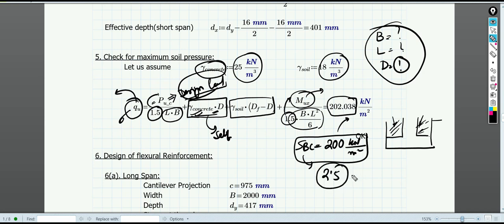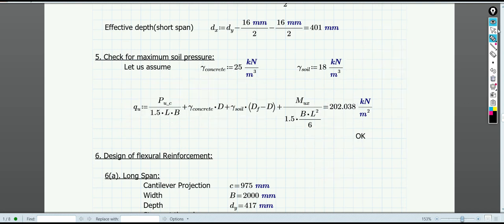for our design. Though only 2 kilonewton per meter square of load is exceeding, and we already have a factor of safety of 2.5, most probably it will be safe, so we can accept this particular dimension of the footing. But it is always advisable to have this stress value less than the safe bearing capacity provided to you. Even if it is slightly increasing, suppose 1 or 2 kilonewton per meter square, it is acceptable.